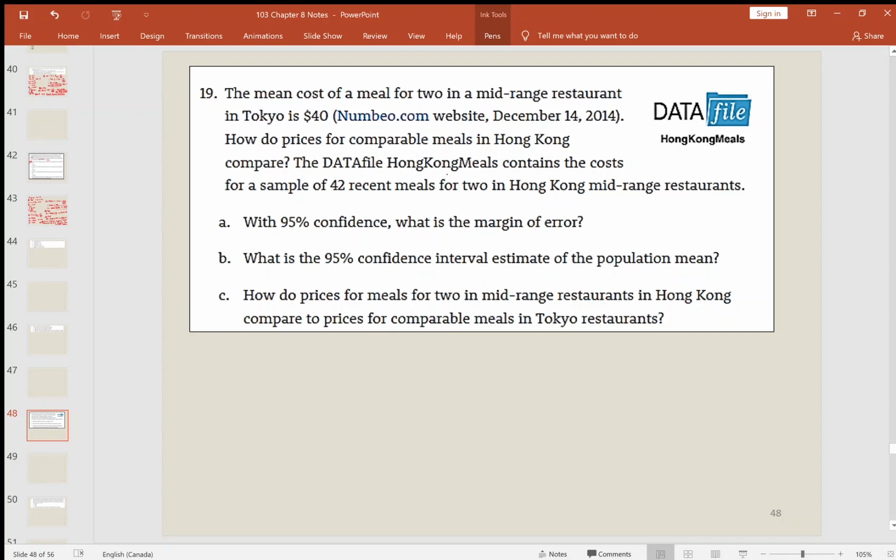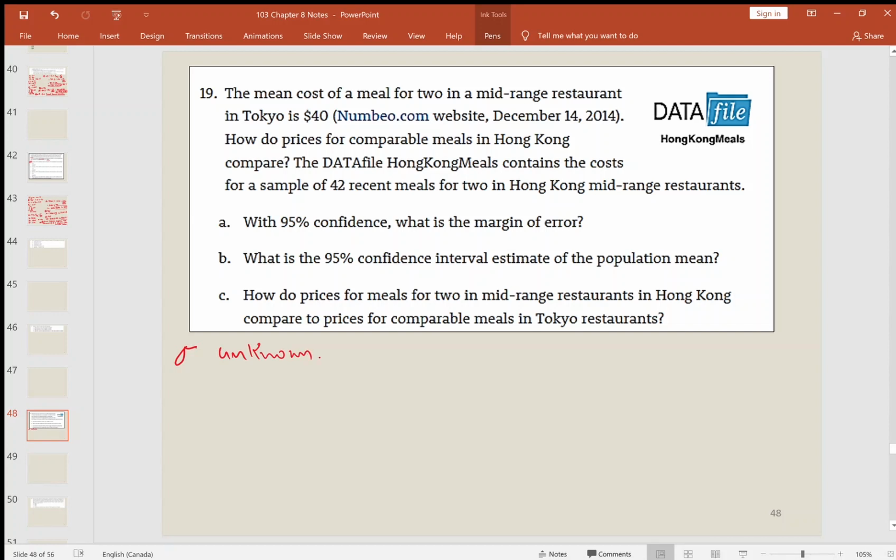The data file Hong Kong meals contains the cost for a sample of 42 recent meals for two in Hong Kong mid-range restaurants. If you look at Blackboard under chapter 8 notes, you would see an Excel file that includes data on these 42 restaurants in Hong Kong. Part A: with 95% confidence, what is the margin of error? Now in this question, the population standard deviation sigma is not known. So sigma is unknown.